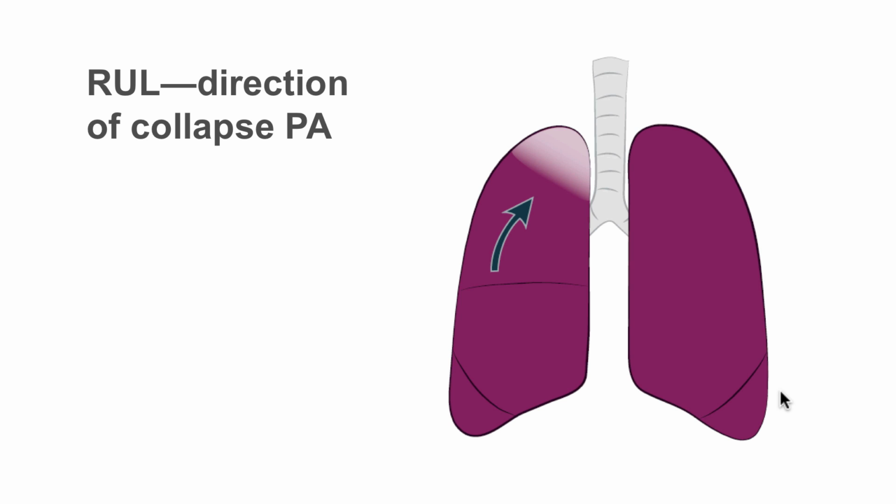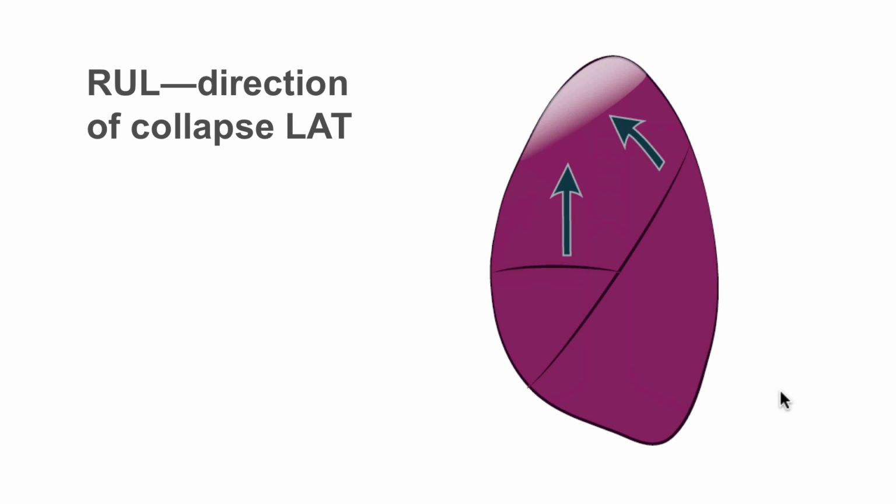Within right upper lobe collapse, on a PA, the minor fissure will shift superiorly and medially. The trachea can be deviated to the right, and the ribs over this area can be closer together than normal. On the lateral chest x-ray, there will be an area that is too white in the upper zone of the right lung.